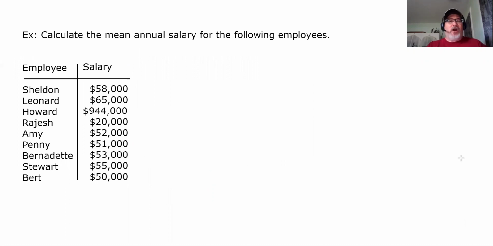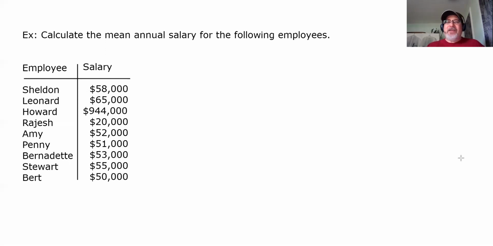Sheldon, $58,000. Leonard, $65,000. Howard, $944,000. Rajesh, $20,000. Amy, $52,000. Penny, $51,000. Bernadette, $53,000. Stuart, $55,000. Bert, $50,000. And please don't anybody try to make something about which name has what amount of money. The names were just listed randomly and the numbers were borrowed from an example I saw.